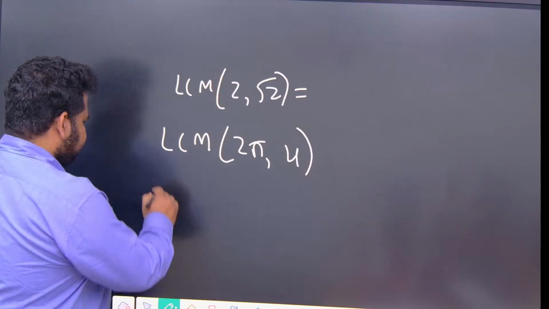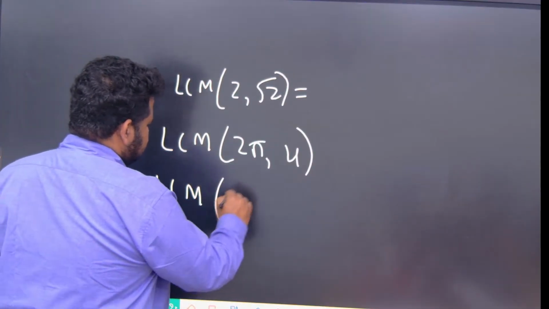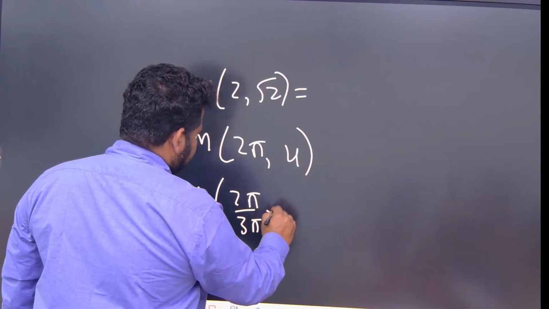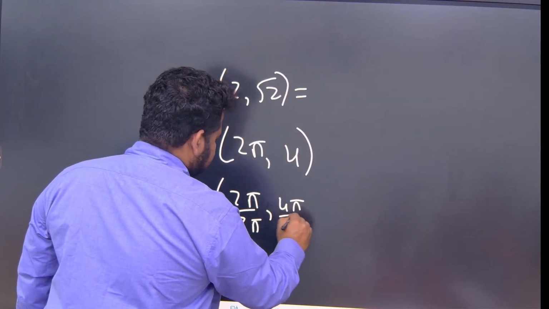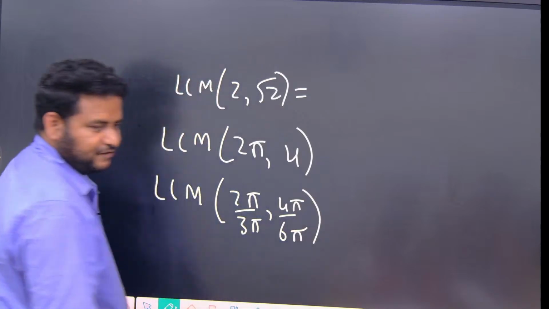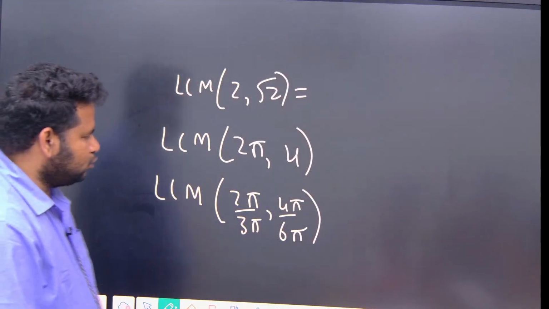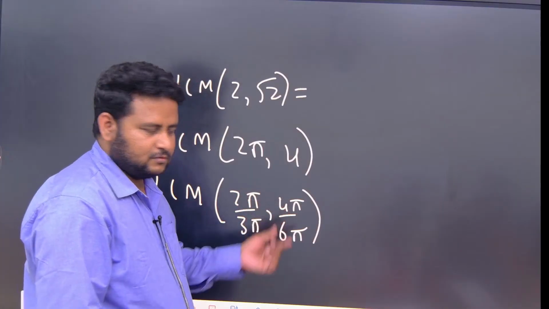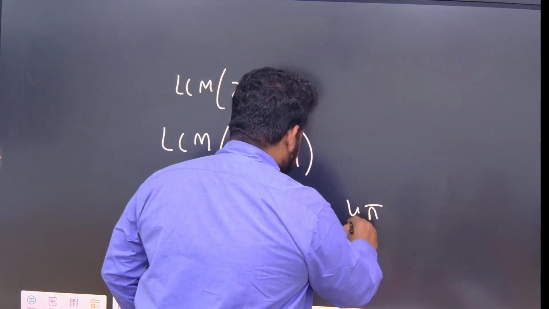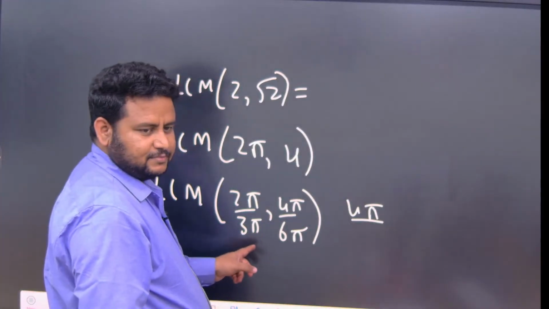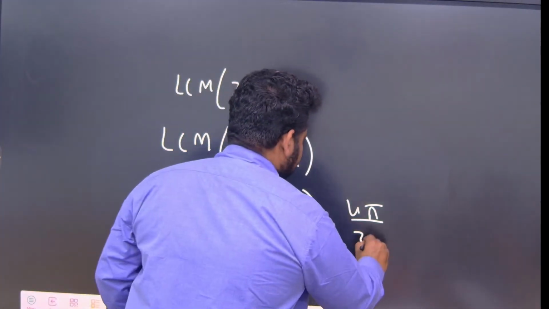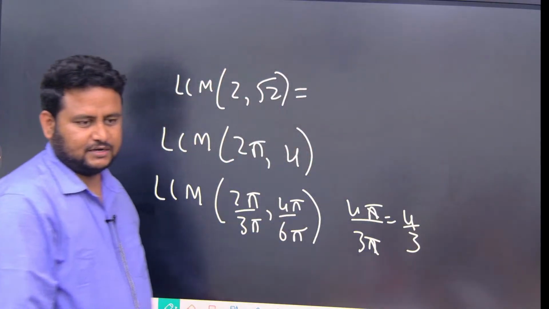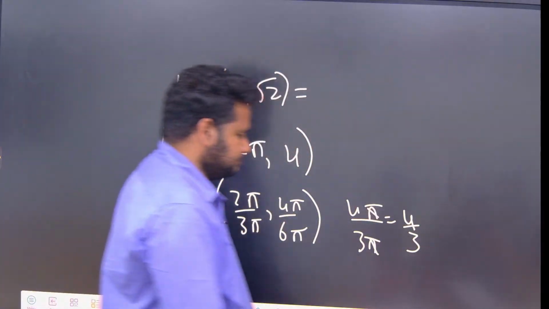But if I want to find the LCM of 2 pi by 3 pi comma 4 pi by 6 pi, can I find it? 2 pi and 4 pi, what is the LCM? 4 pi. 3 pi and 6 pi, what is the LCM? 3 pi. So pi I can cancel, and this will be 4 by 3. This is the LCM. For this you can find. Understood how to find the LCM? Now.